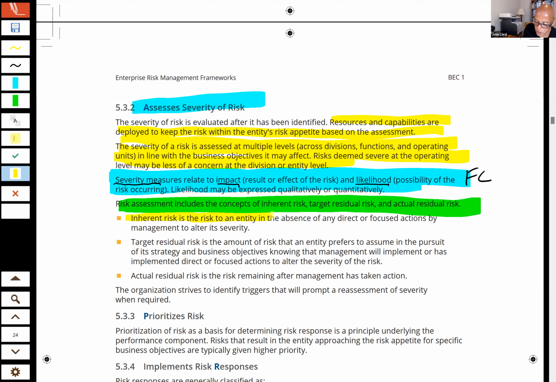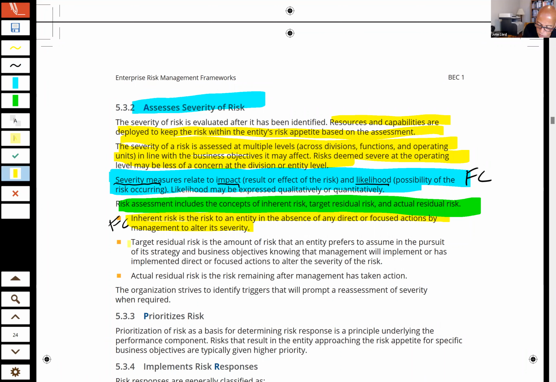Inherent risk is the risk of an entity in the absence of any direct focused actions by management to alter its severity, okay? So what does that mean? That means you're simply doing what? You're not wearing the seatbelt. You're not obeying the laws. Nothing, right? You're just not doing anything, okay?